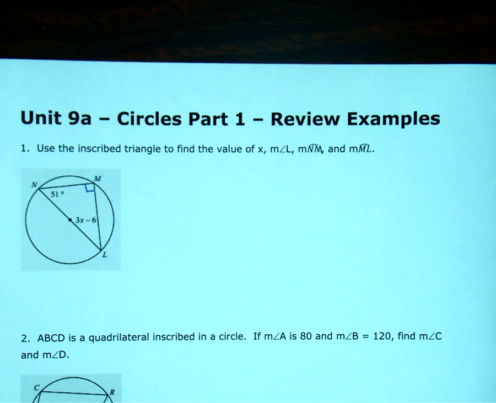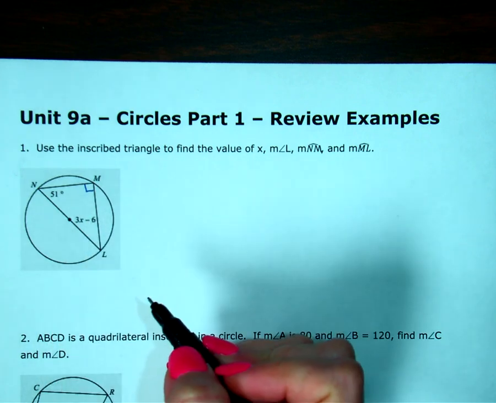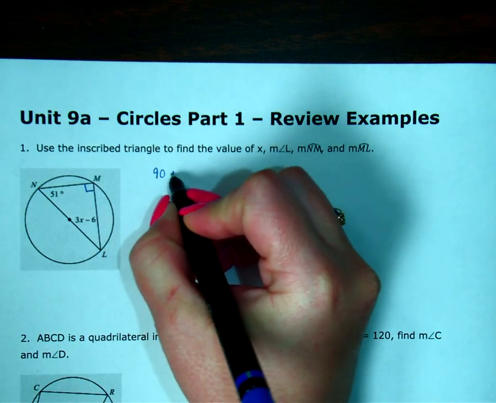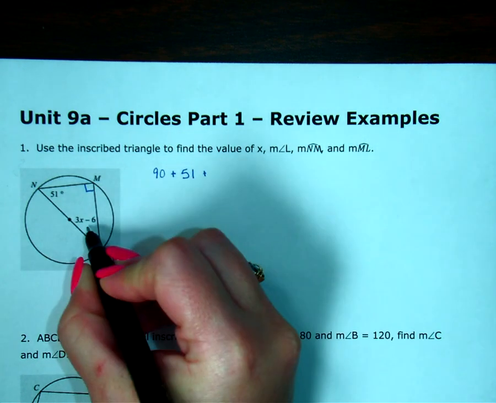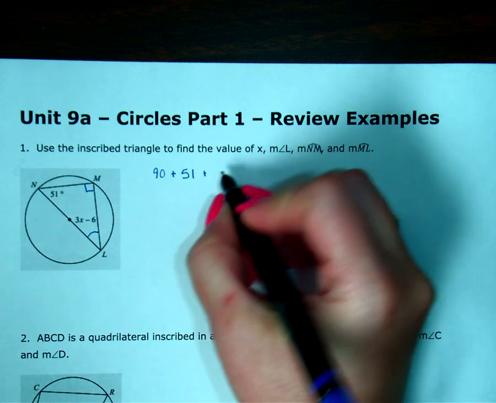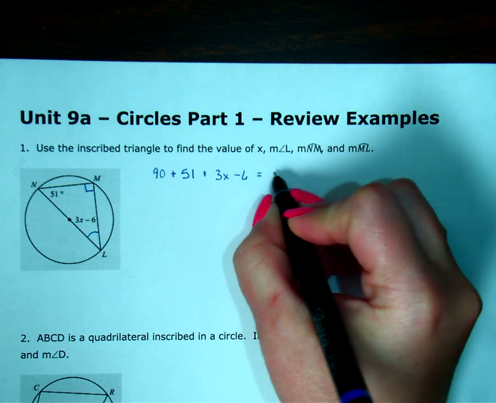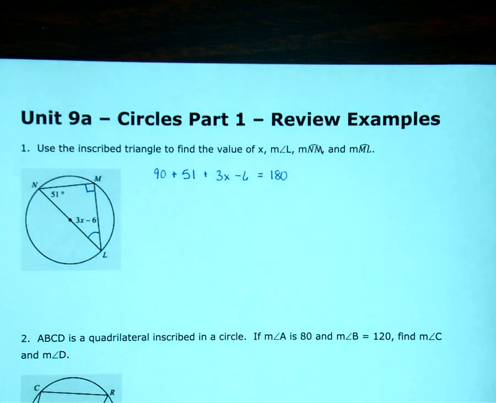Then the next thing I know is that my three angles in every triangle have to add up to 180. So even though we're on our circles unit, the reason we spent so much time on triangles, especially right triangles, is because we use them a lot. So I have 90 degrees plus 51 degrees plus this angle, which is 3x minus 6 degrees. And I know together those three angles are going to add up to 180 degrees because it's a triangle.